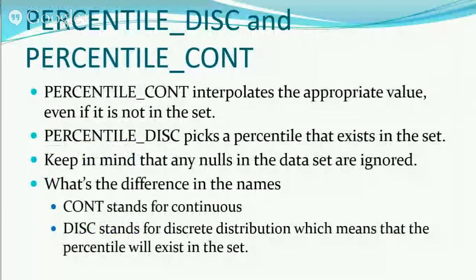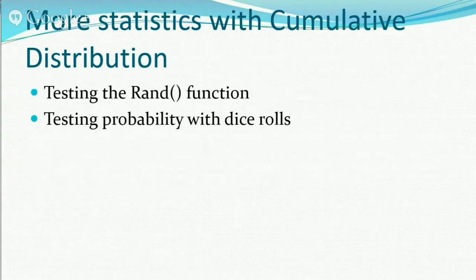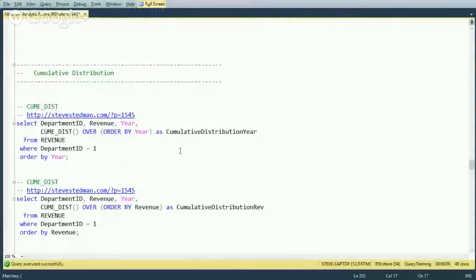Okay, cumulative distribution. Take a look at how things map in a bell curve, for instance. It maps all of the values to their percentile rank in a distribution. So rather than just reading the slides, let's just jump into the sample here. So we're looking at the same data again, cumulative distribution over ordering by year where the department ID equals 1. So we're only looking at a single department ID here.